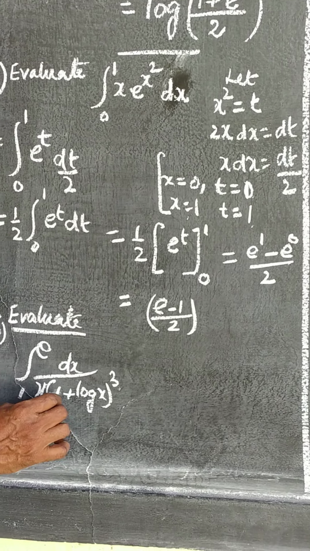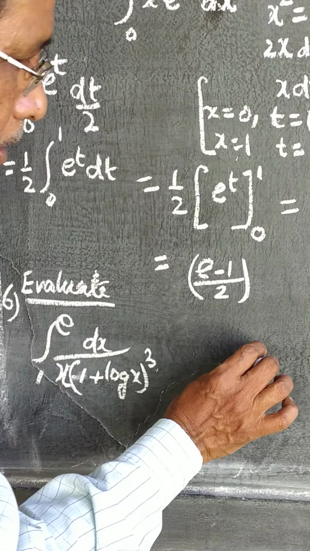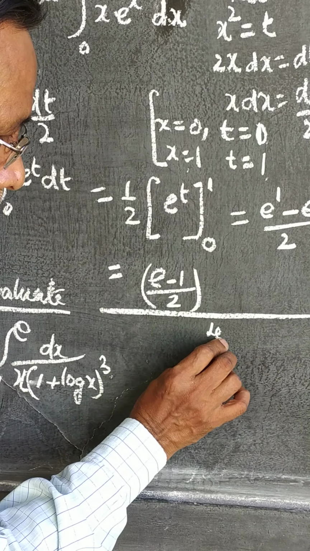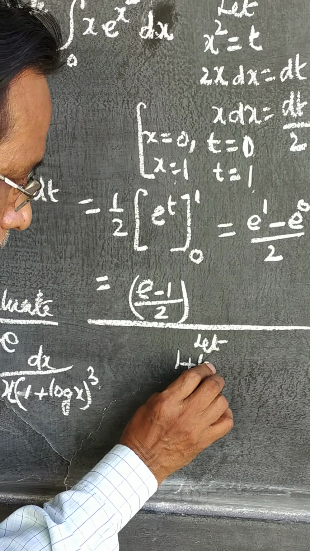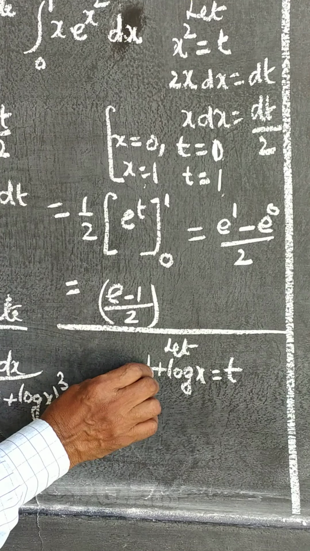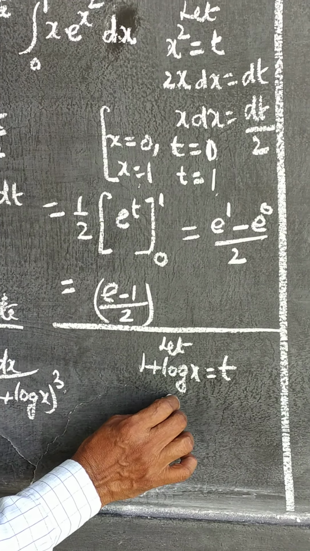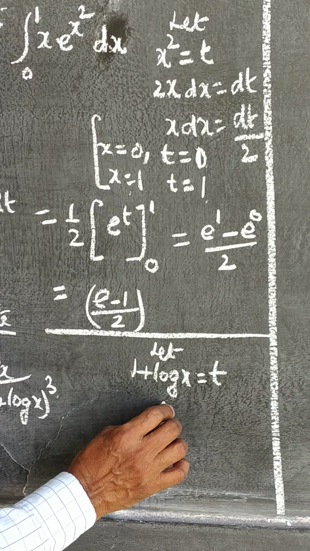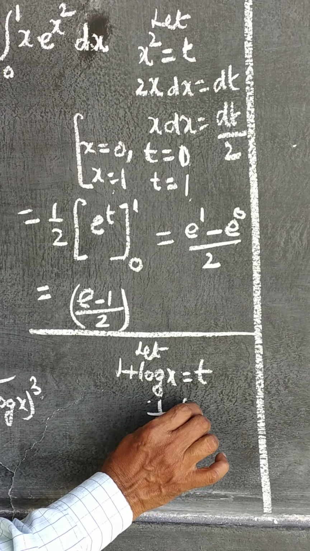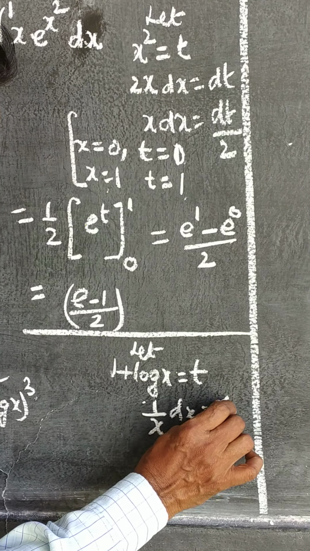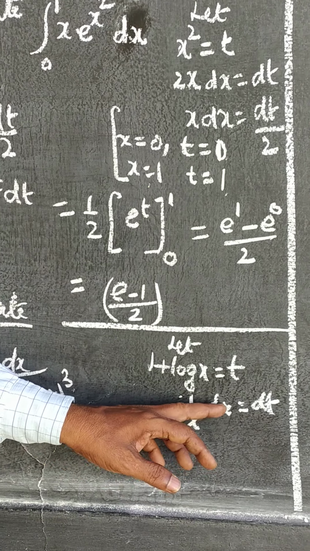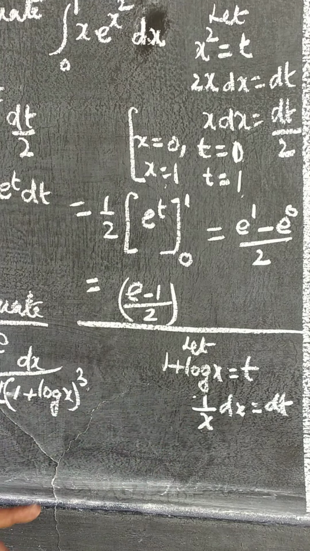Now you can assume 1 plus log x as t. Let 1 plus log x is equal to t. Differentiating, 1 becomes 0, and log x becomes 1 by x, so 1 by x into dx is equal to dt. Now, conveniently we have dx by x, that is dt.